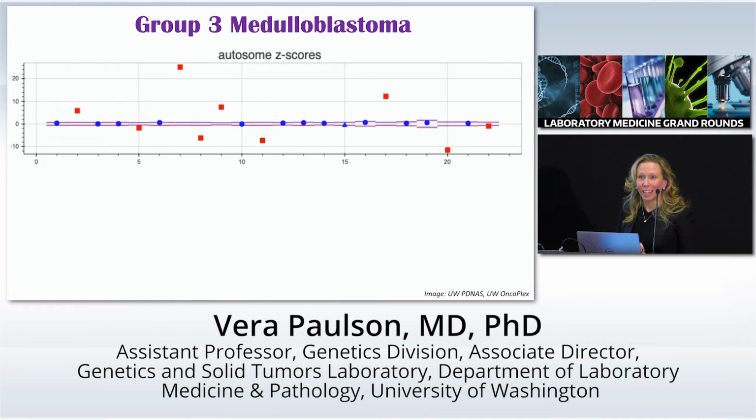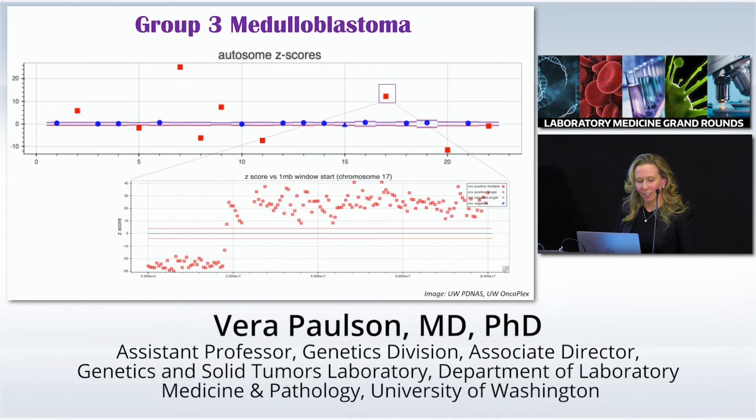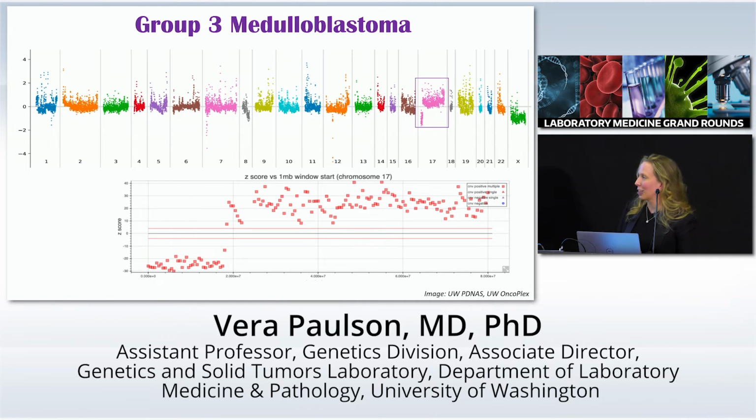A slightly different case of group 3 medulloblastoma, a lot of copy number changes here, including this one, which is isodicentric 17, so you have loss of the P arm and gain of the Q arm. That one I think is a little bit easier to pick up on Oncoplex, again, concordant.